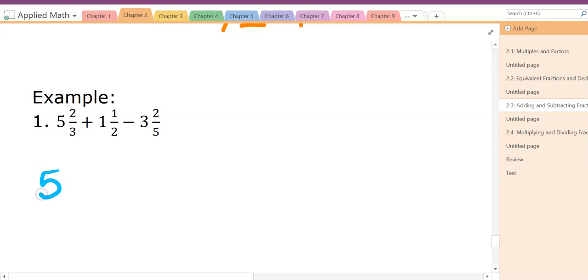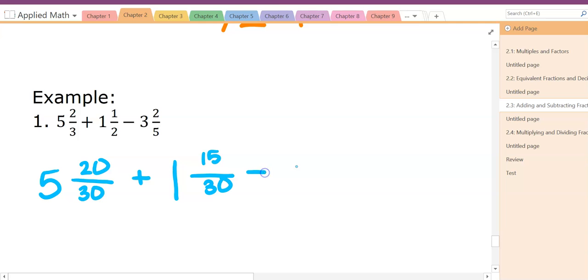So what would the new fraction say with the 5? What's on top though? Not 12. 5 is the whole number. And then what's the new fraction? 20/30 plus 1 and what? What does 1/2 become? 15/30 minus 3 and 12/30.